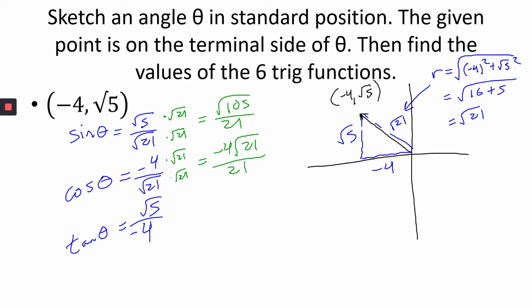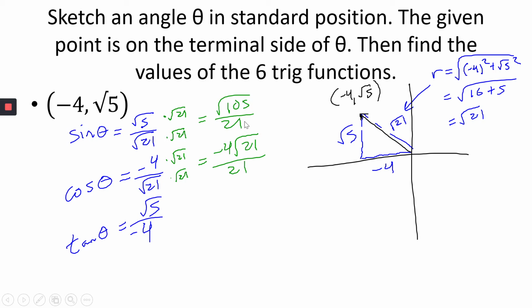What you'll want to make sure of to be successful in your MyMathLab homework is you have to rationalize denominators. So a lot of the work here is just rationalizing denominators. So sine is the y value over the r value, which is root 5 over root 21. You're going to have to multiply the top and bottom by the square root of 21 then.